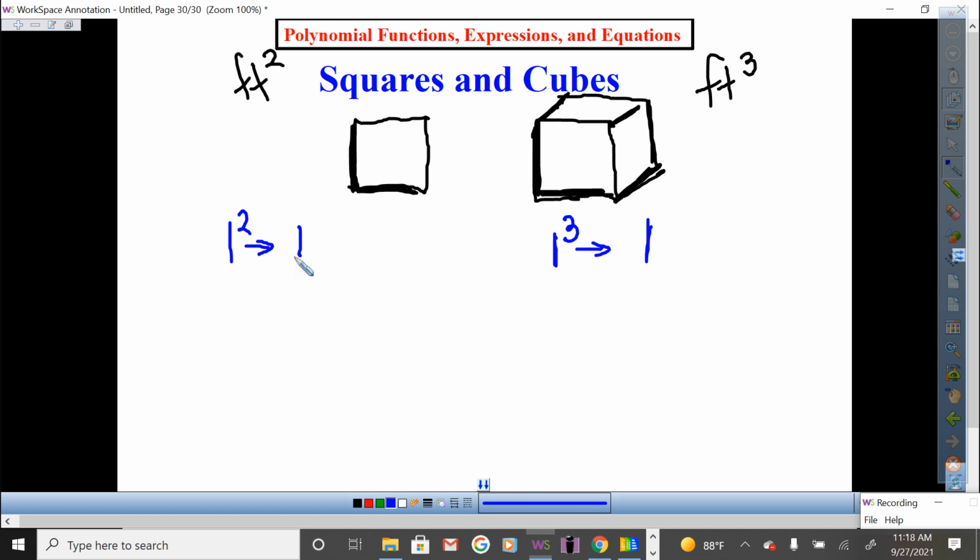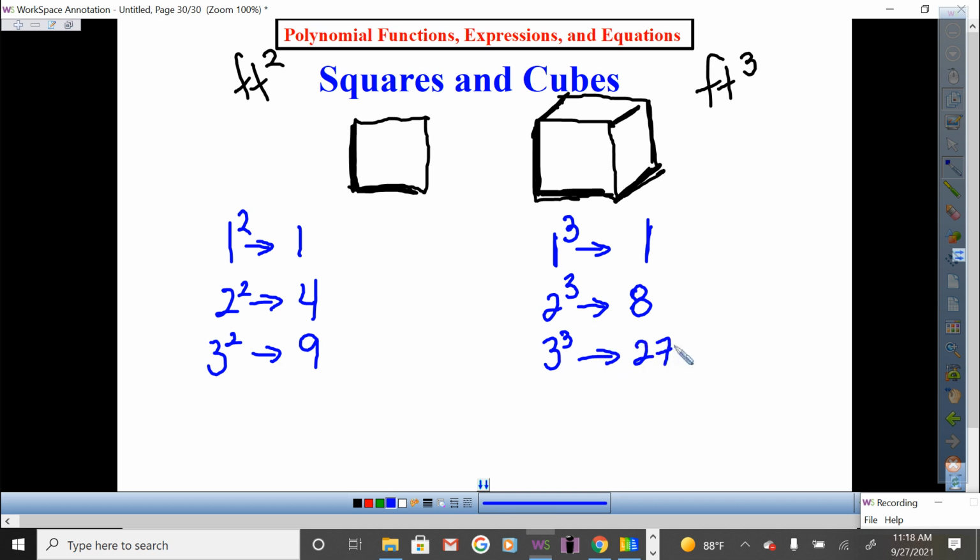So it's known as a square. It's known as a cube. However, from here it differs. What is 2 squared? 4. What is 2 cubed? 2 times 2 is 4, times 2 is 8. Next one, 3 squared. 9. How about 3 cubed? 27, because 3 times 3 is 9, times 3 is 27. How about 4 squared? 16. How about 4 cubed? 4 times 4 is 16, times 4, that's 64, and so on and so forth.